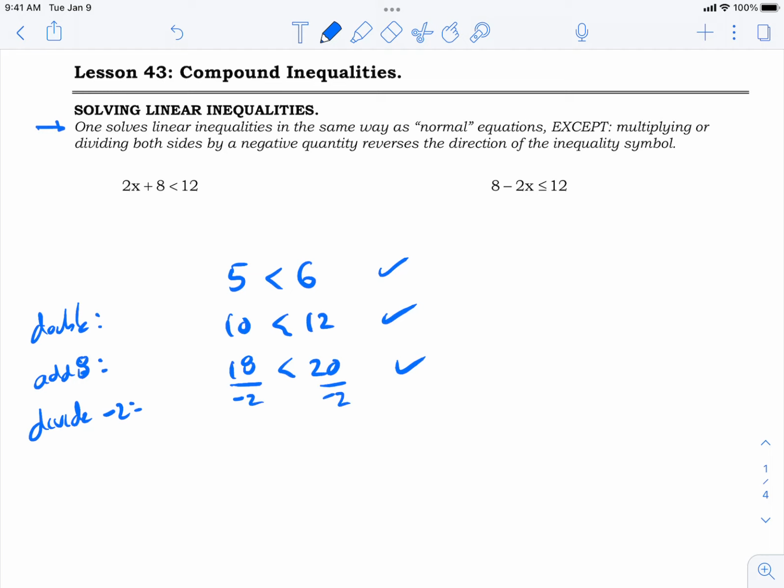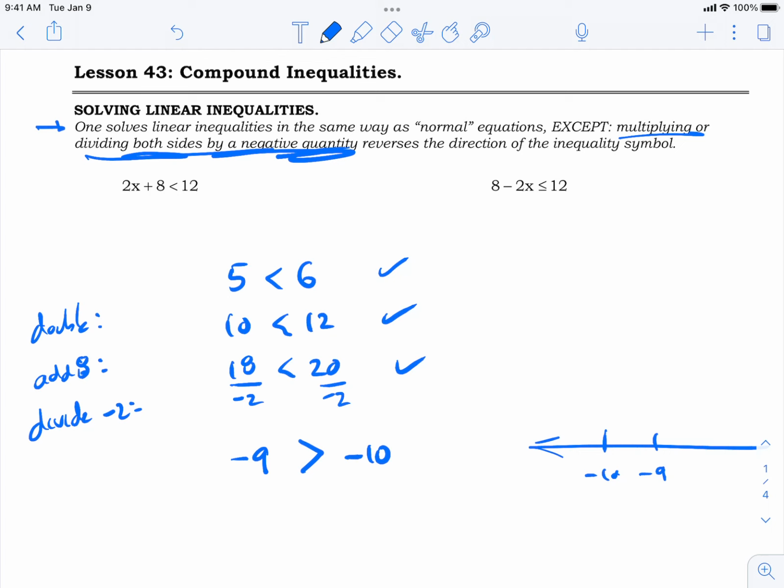So this is fitting the pattern here. We are dividing by a negative. It's supposed to switch the symbol around. 18 divided by negative 2 is a negative 9. 20 divided by negative 2 is a negative 10. And which is smaller, negative 9 or negative 10? Negative 10 is smaller, right? Because if you put it on a number line, negative 10 is to the left. That's smaller going this way. So notice what just happened there.